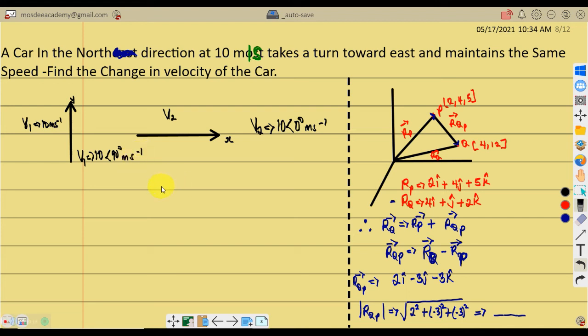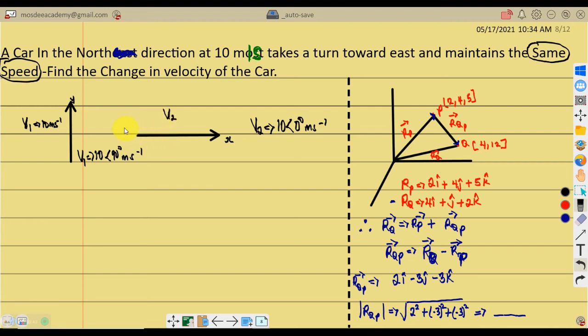Now, the question is, we are to calculate the change in velocity. Even without any further delay, students should know something. The direction of the first one is not the same as the second one, but we are told that they maintain the same speed. The meaning of this is that both V1 and V2 have the same magnitude, but this one is in what? The negative of a vector, which we've discussed.